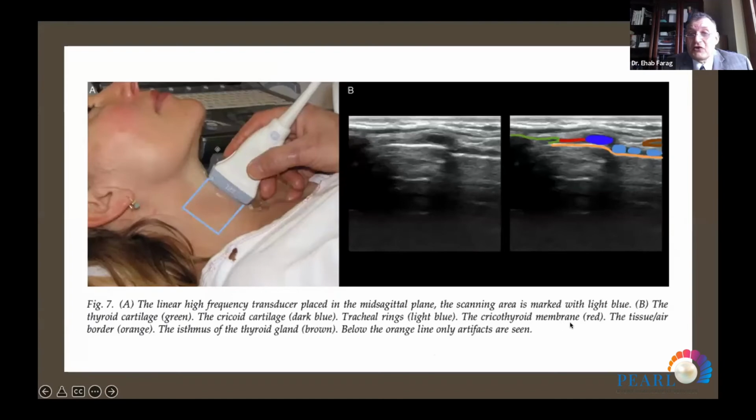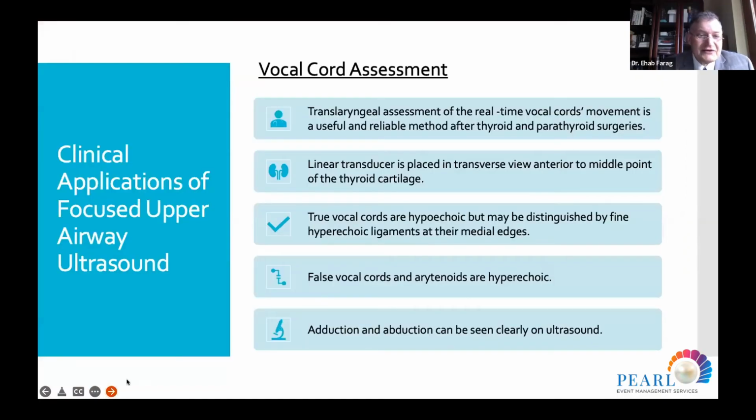And here we go. You have here the tracheal rings, a string of pearls, and you have here the cuboid shape cricoid, the CTM, cricothyroid membrane, and the thyroid cartilage. And here at the cricothyroid membrane, you can just move the transducer laterally from the midline, in order to use the out-of-plane technique of the needle, and to have real-time ultrasound for insertion of the needle.